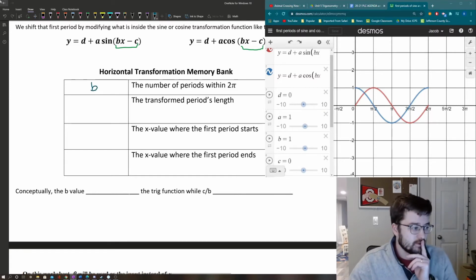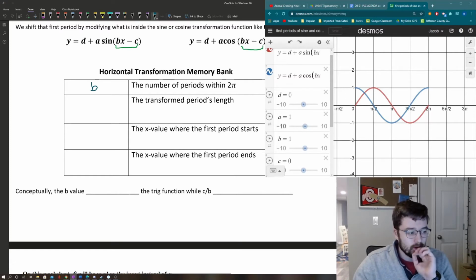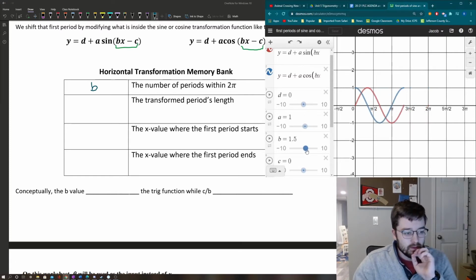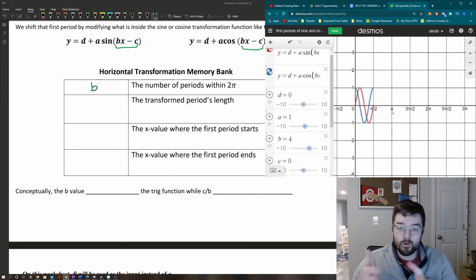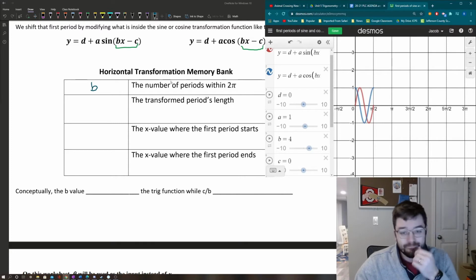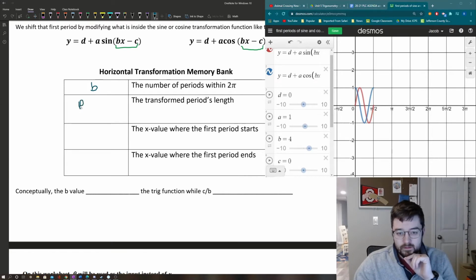I'm sorry if there's a bunch of windows on the screen. I'm going to leave that up so you can see. So B is what shifts our number of periods in 2 pi. So if I make B 4, that means we have 4 periods in 2 pi. The period's length after being transformed by B is 2 pi divided by B.